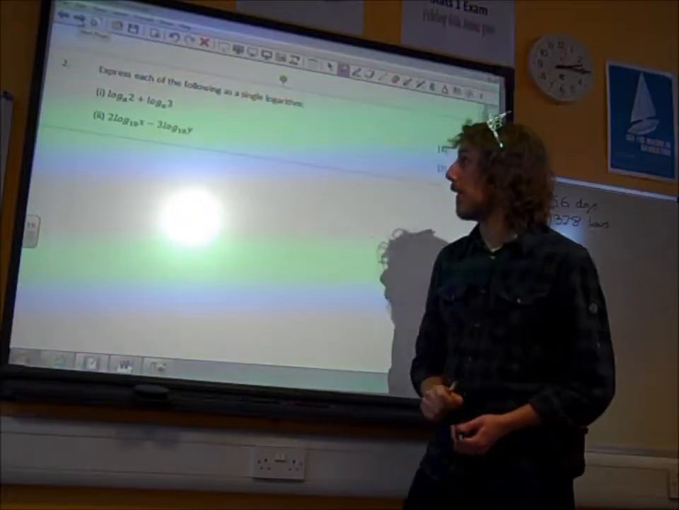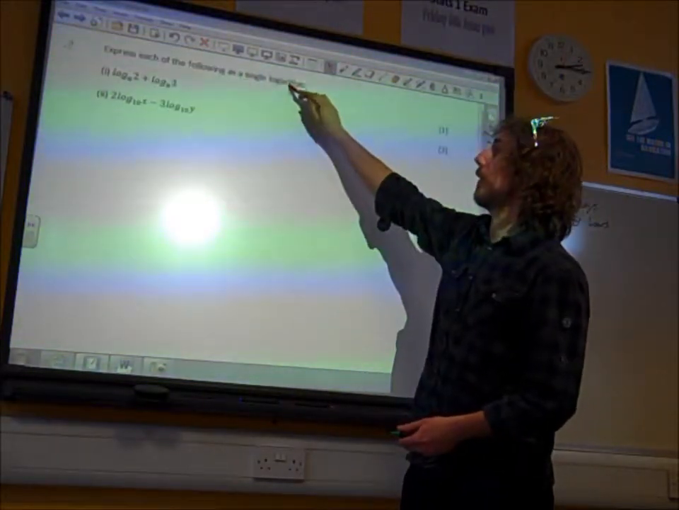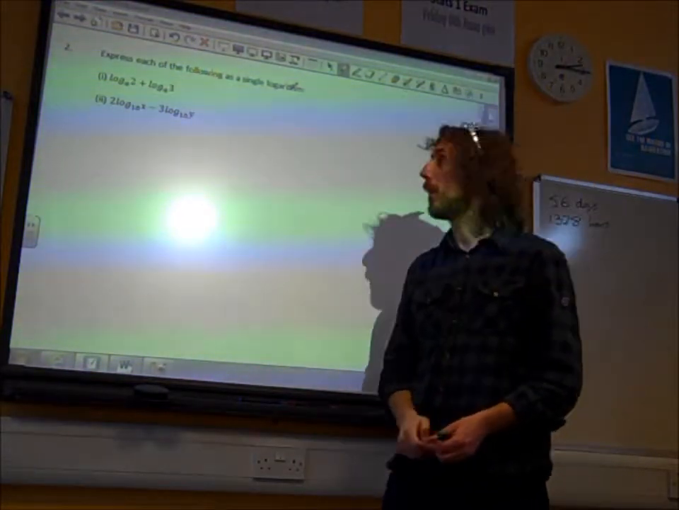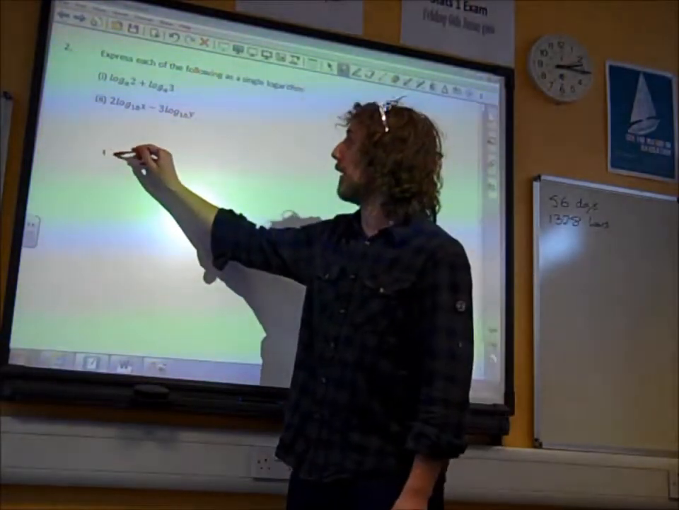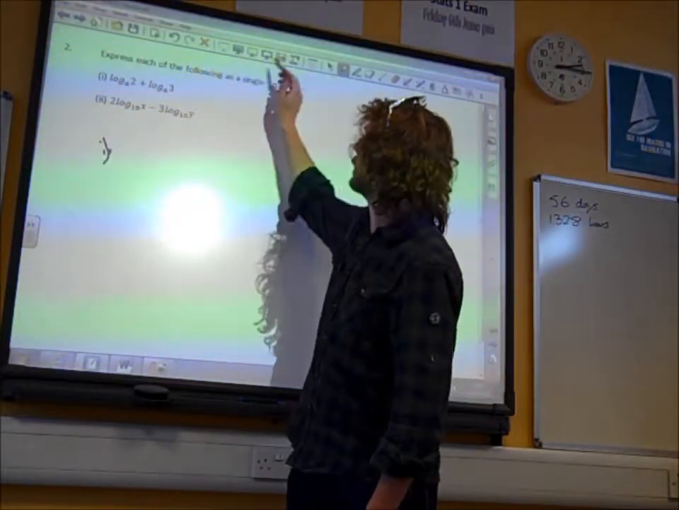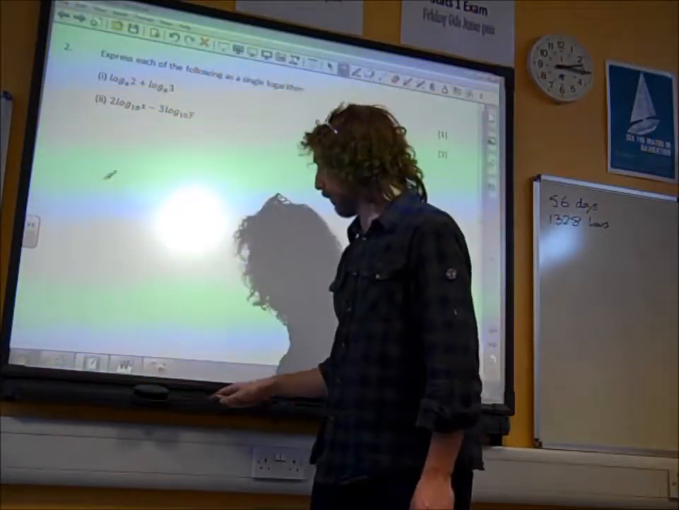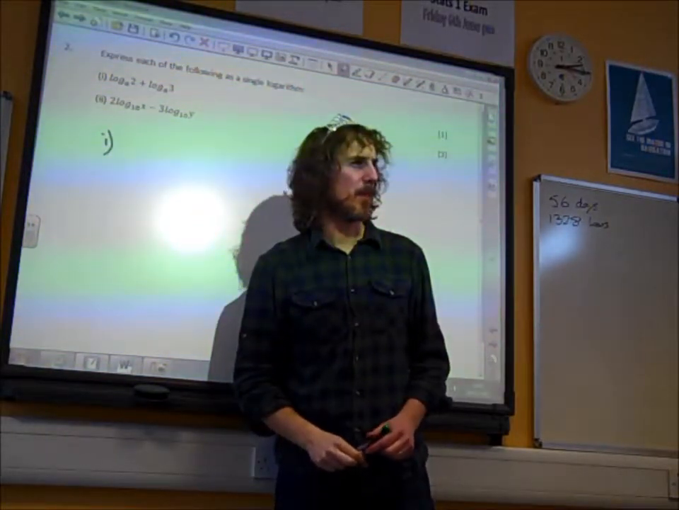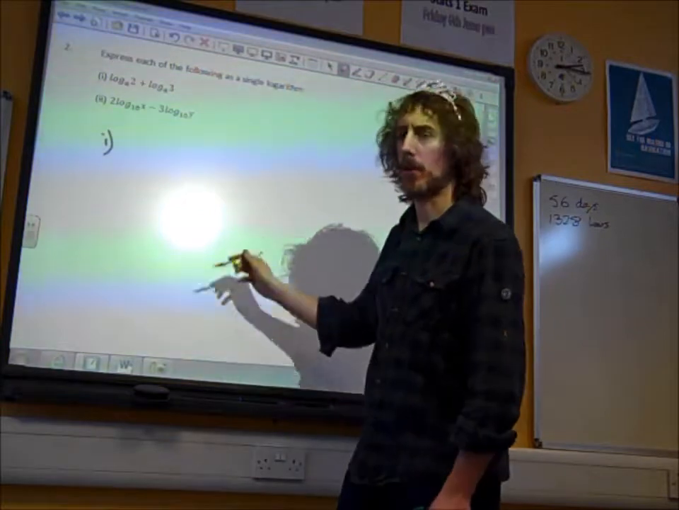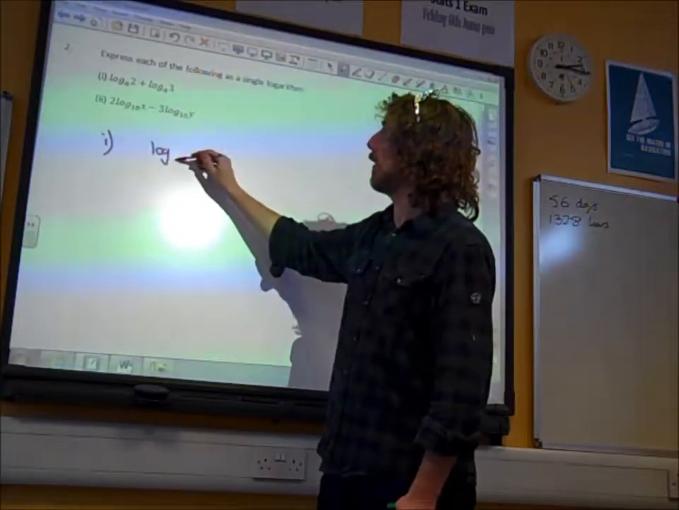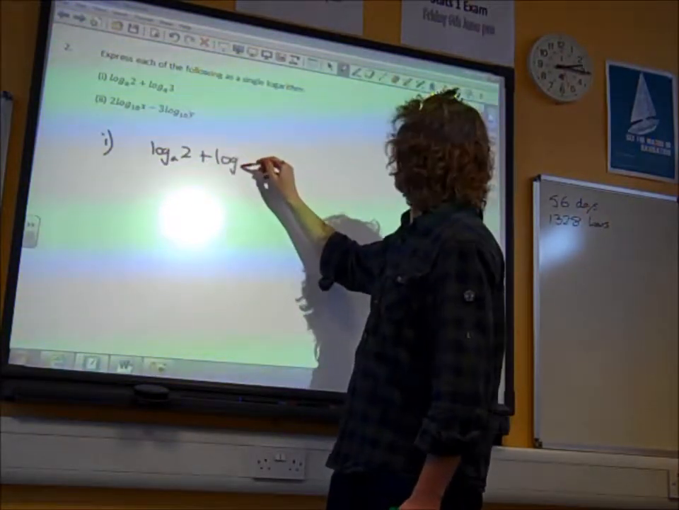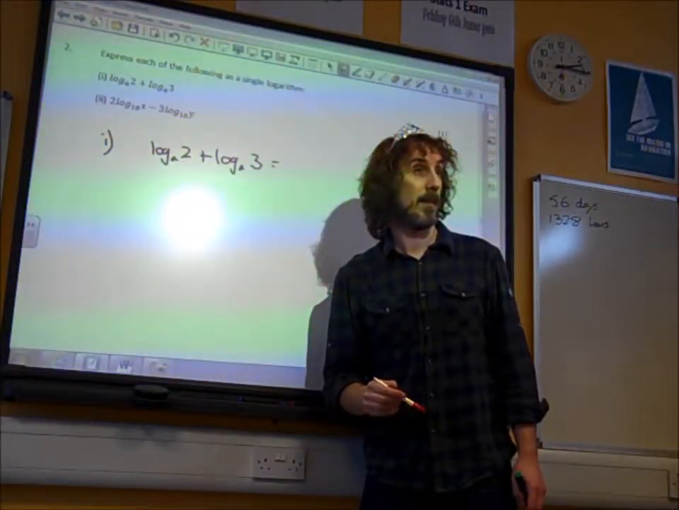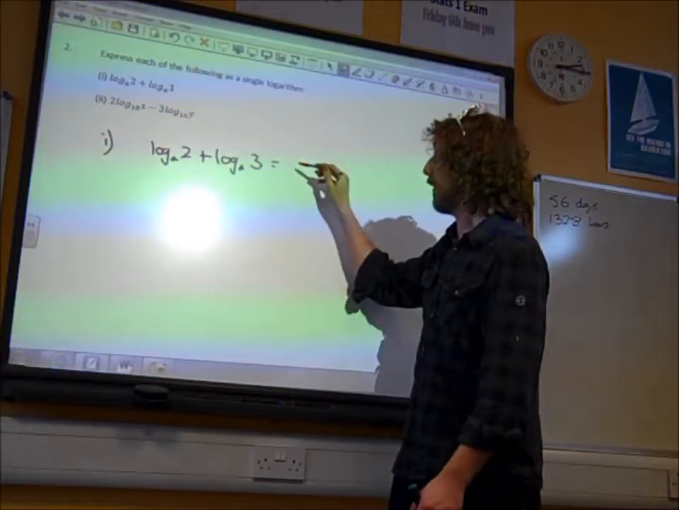Let's move on to the next one. Express each of the following as a single logarithm. Log base a of 2 plus log base a of 3, for part 1. This is easy, isn't it? Just remembering the laws of logarithms, which are written on your poster. What do we get? Log base a of 6, yeah.